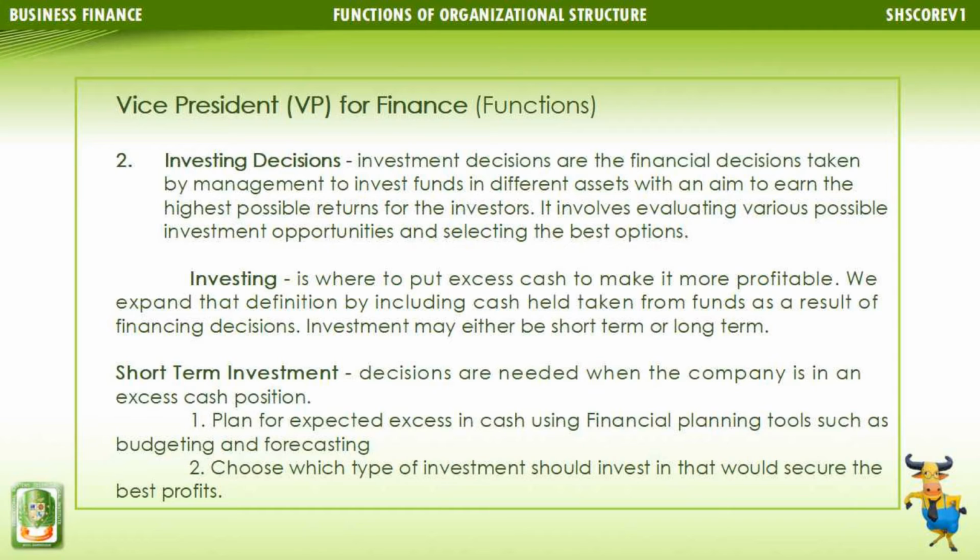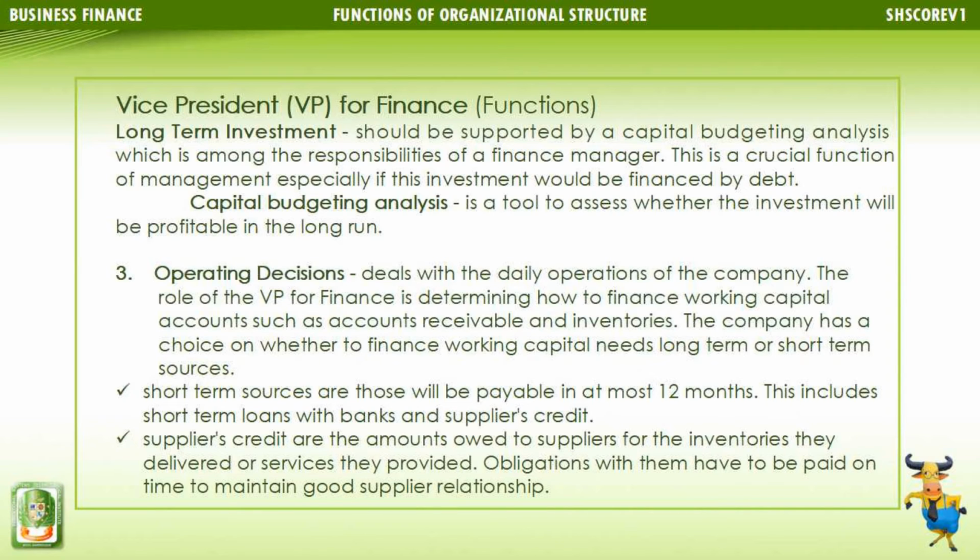Investment may either be short-term or long-term. Short-term investment decisions are needed when the company is in an excess cash position. Number 1. Plan for expected excess in cash using financial planning tools such as budgeting and forecasting. Number 2. Choose which type of investment to invest in that would secure the best profits. Long-term investment should be supported by a capital budgeting analysis, which is among the responsibilities of a finance manager. This is a crucial function of management, especially if this investment would be financed by debt. Capital budgeting analysis is a tool to assess whether the investment will be profitable in the long run.